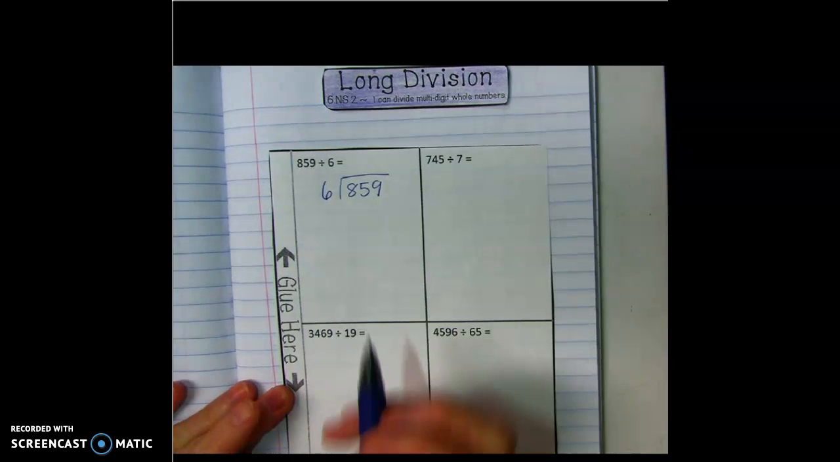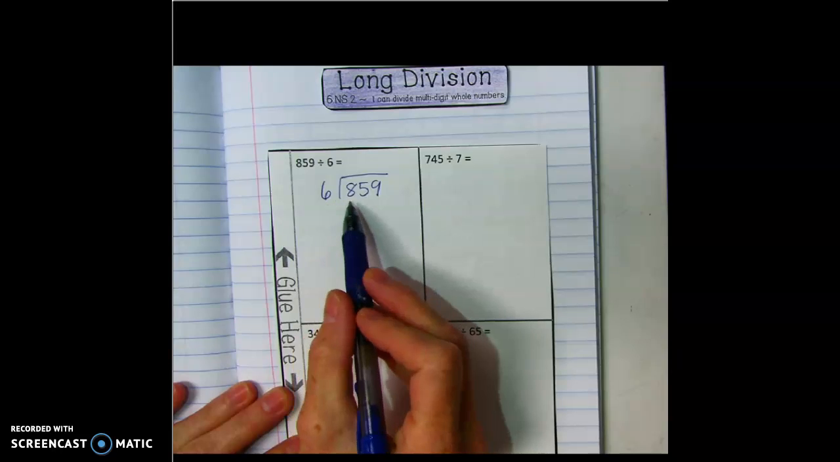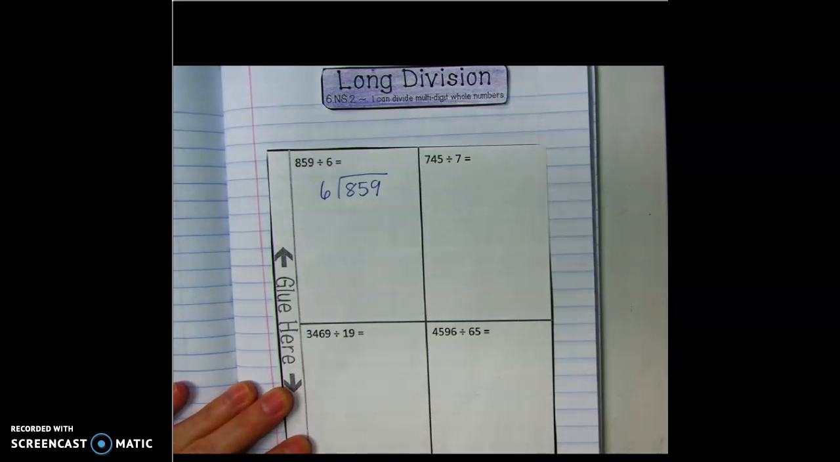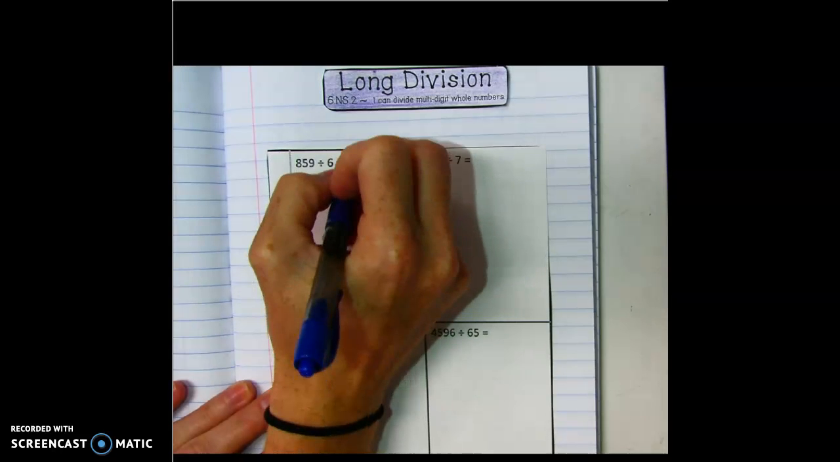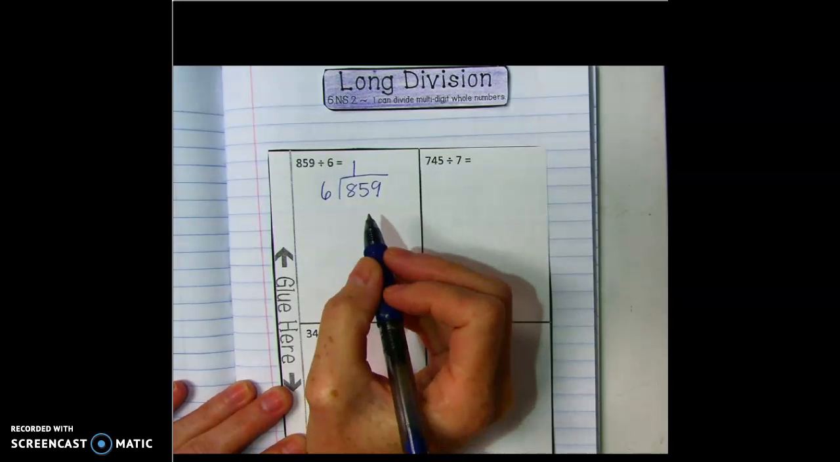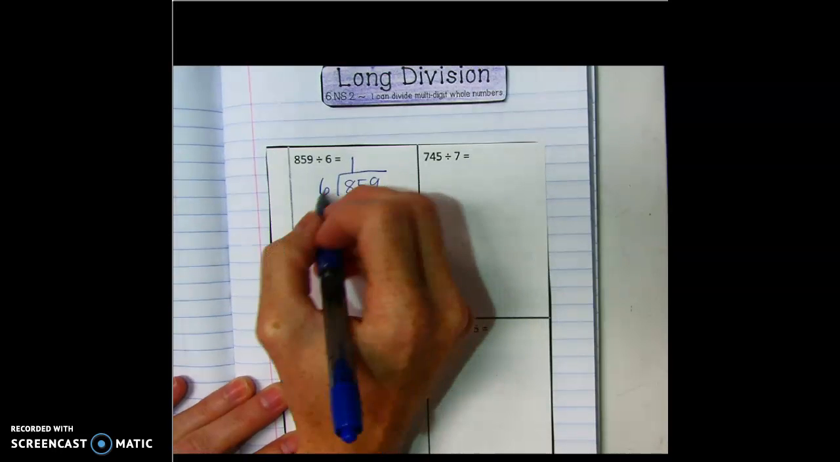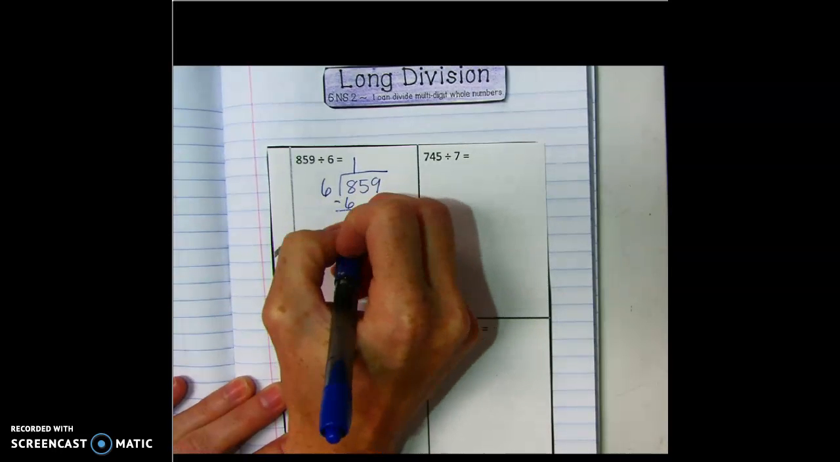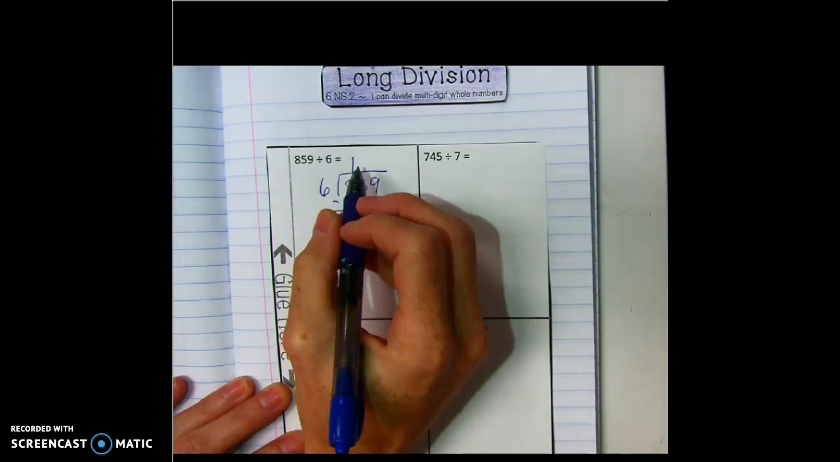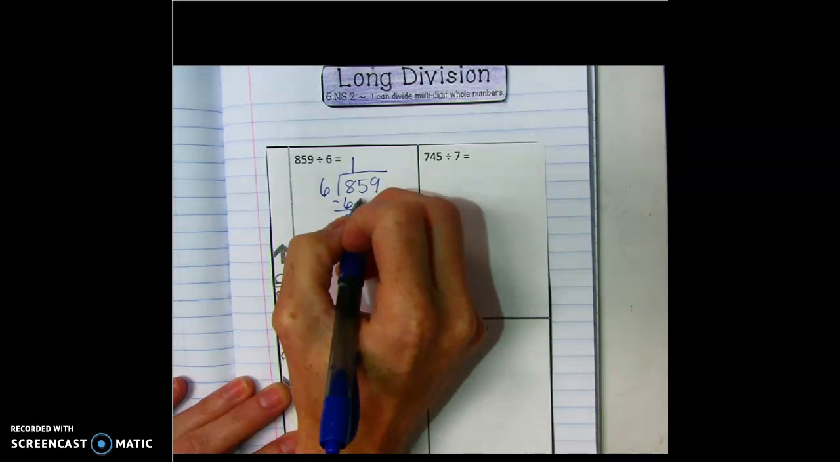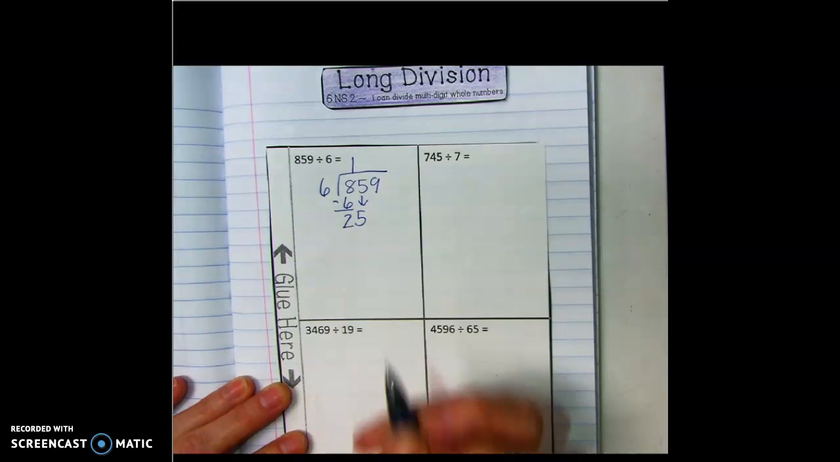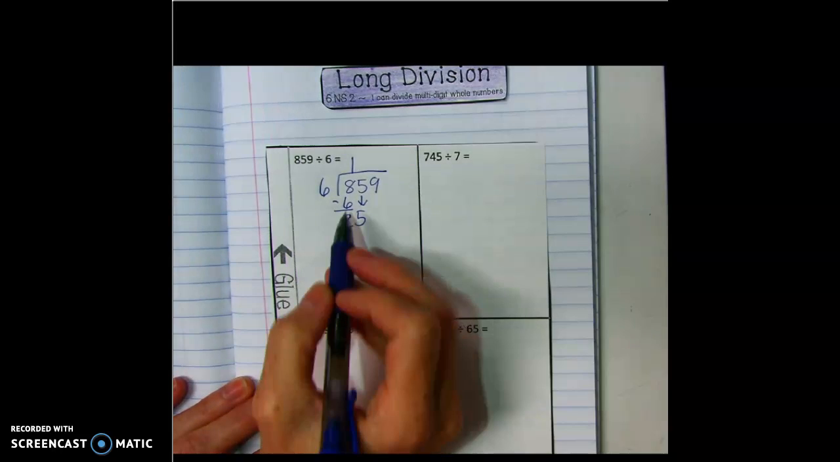So I have to ask myself, how many times will 6 go into 8? Class, how many times will 6 go into 8? Once. Good. So I'm going to put my 1 up at the top. And then I'm going to multiply. 1 times 6 is 6. And I will subtract. 8 minus 6 is what? 2. Bring it on down. Bring down my next number. And bring it on back.